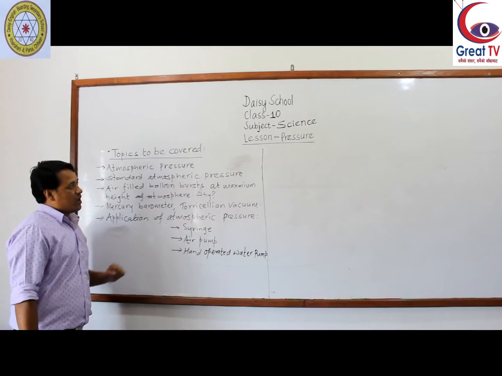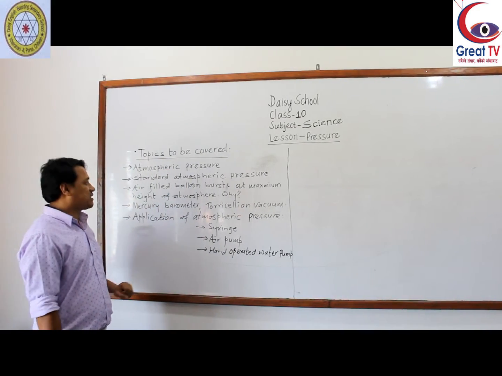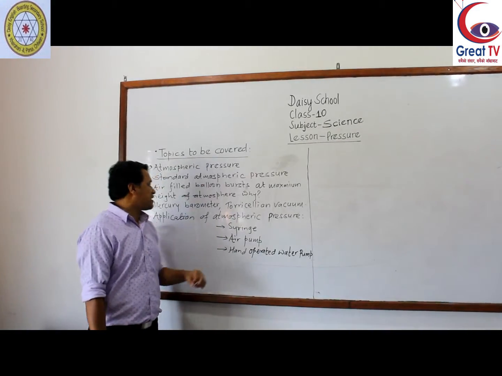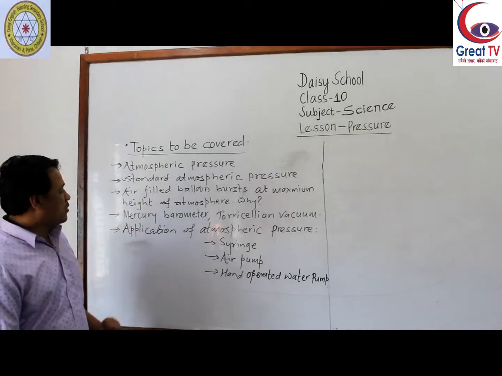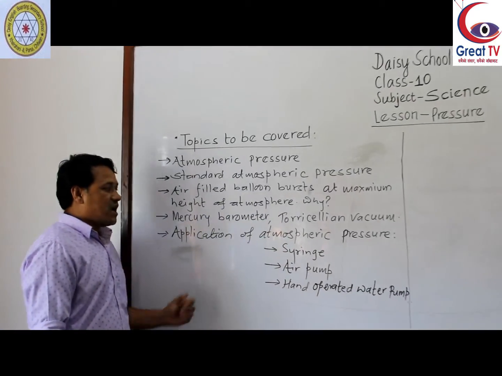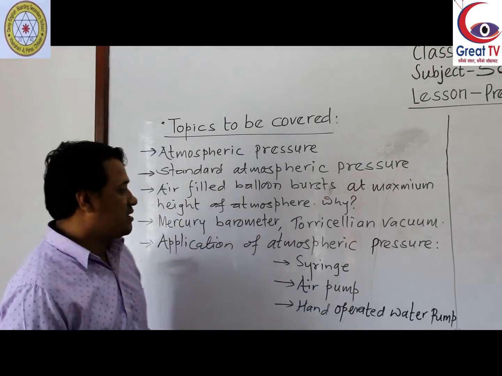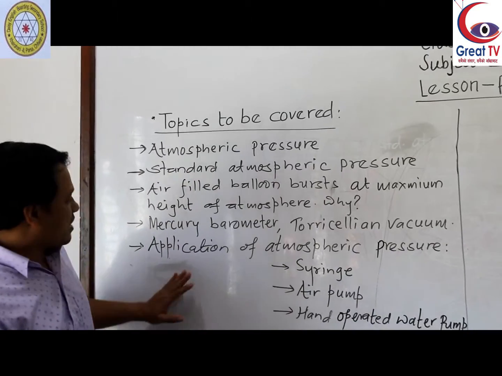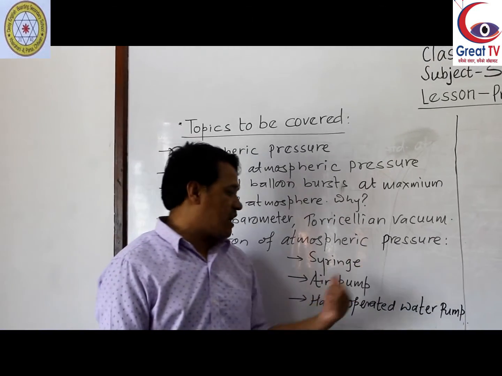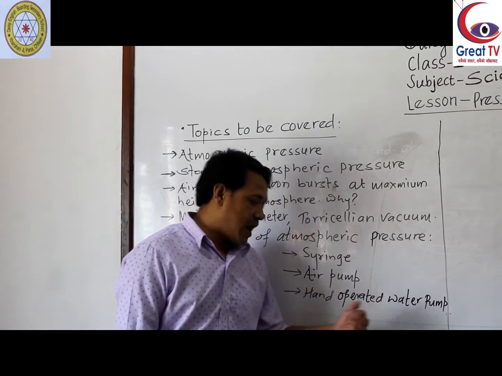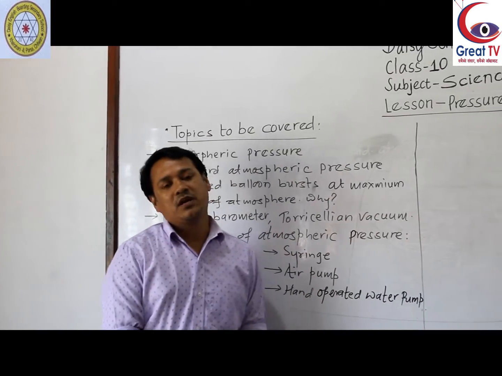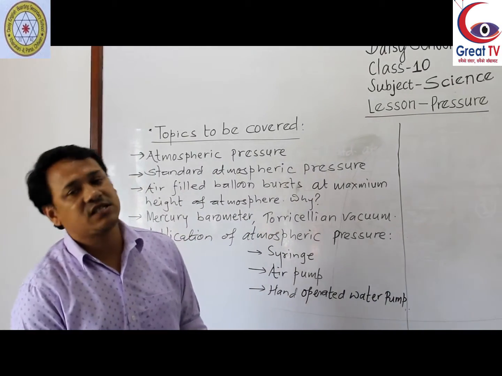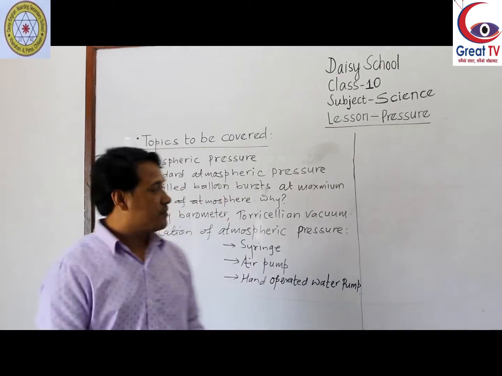Today we are going to discuss atmospheric pressure, standard atmospheric pressure, and some reasonable questions related to atmospheric pressure. After that, the mercury barometer, Torricellian vacuum, and some applications of atmospheric pressure like the syringe, air pump, and water pump, etc. Let's start the topics.